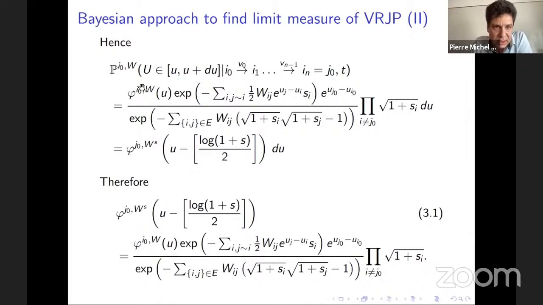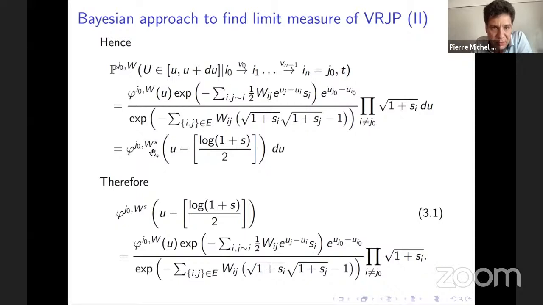So, same computation as before: you simply get the phi I0W of U multiplied by du, you multiply by the quench probability, you divide by the annealed one. And then you say that this corresponds to the phi of the new VRJP, with those weights, W S.